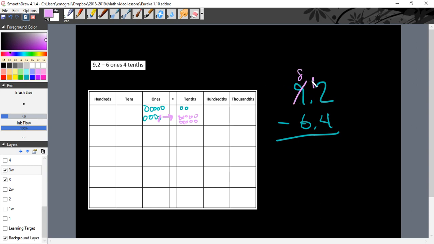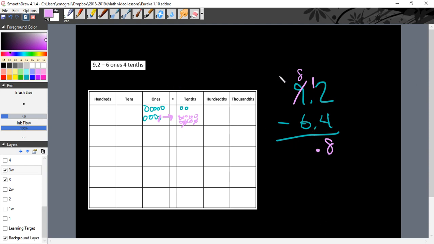Now I can subtract 12 minus 4. Well, I know that 12 minus 4 is 8. Let's double check that. 1, 2, 3, 4. What do I have left? 1, 2, 3, 4, 5, 6, 7, 8. Good. My decimal point stays there.